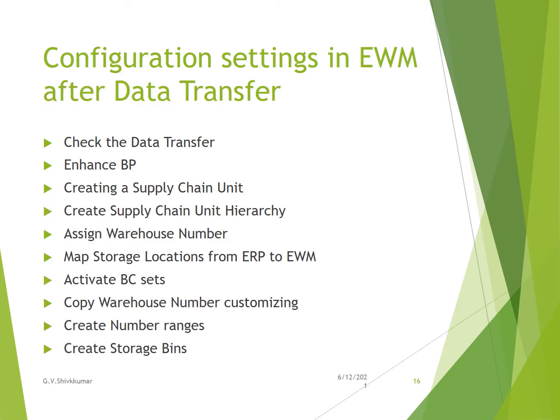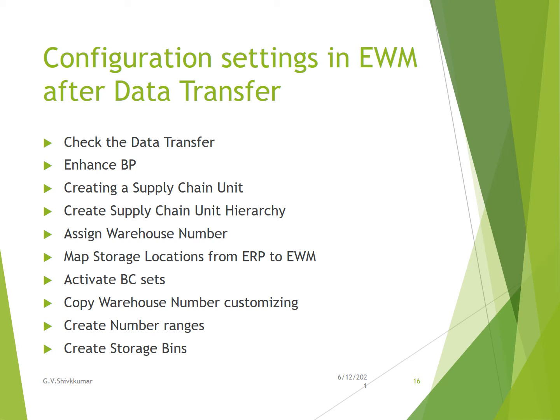Configuration settings in EWM after data transfer. After data transfer, what are the configurations to be verified or to be done at the EWM side? Check the data transfer, enhance the BP, that is what I told for vendor and customer. So we need to create and change or modify the BP as required. Creating the supply chain unit, then create supply chain unit hierarchy, assign warehouse number. Then map storage location from ERP to EWM, activate BC sets, copy the warehouse number customization, create number ranges for each document.